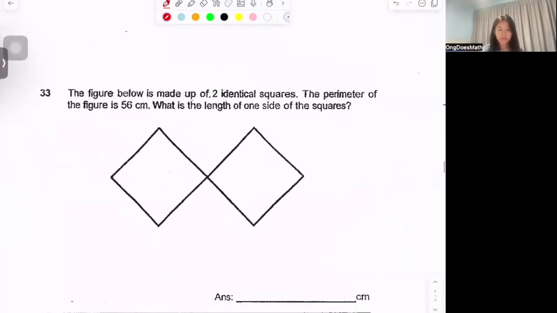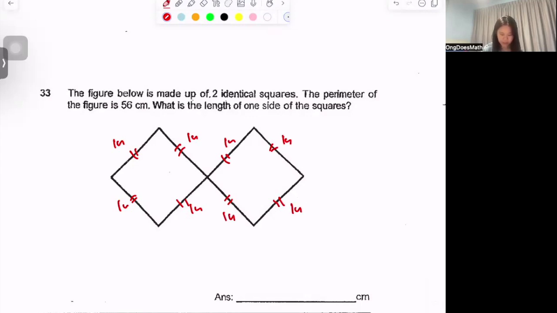The figure below is made out of 2 identical squares. The perimeter of the figure is 56 cm. What is the length of one side of the squares? Okay, so what's so special about squares is that all sides are the same. Good. Which means this is the same as this, same. So we can let it be 1 unit each, because they're all the same anyways, right?